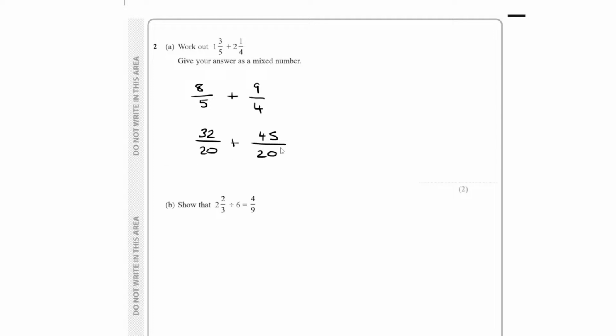So now I can add them. I obviously just add the numerators, not the denominators. The denominator is still 20. So we add them and we should get 77. But they have said you need to give your answer as a mixed number.